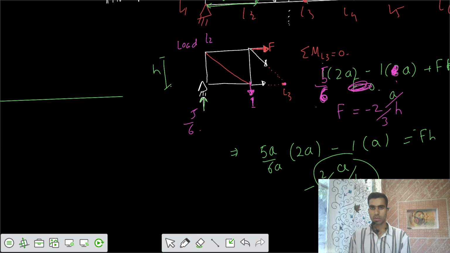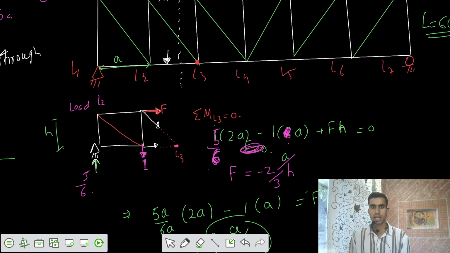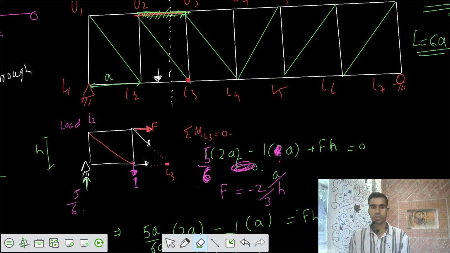Then after that, the load is applied at L3. If the load is applied at L3, can you get the reaction? Now the load is not applied at L2, it's applied at L3, and L3 is out of the section. So when we do the summation of moments, the effect of that would not be there.